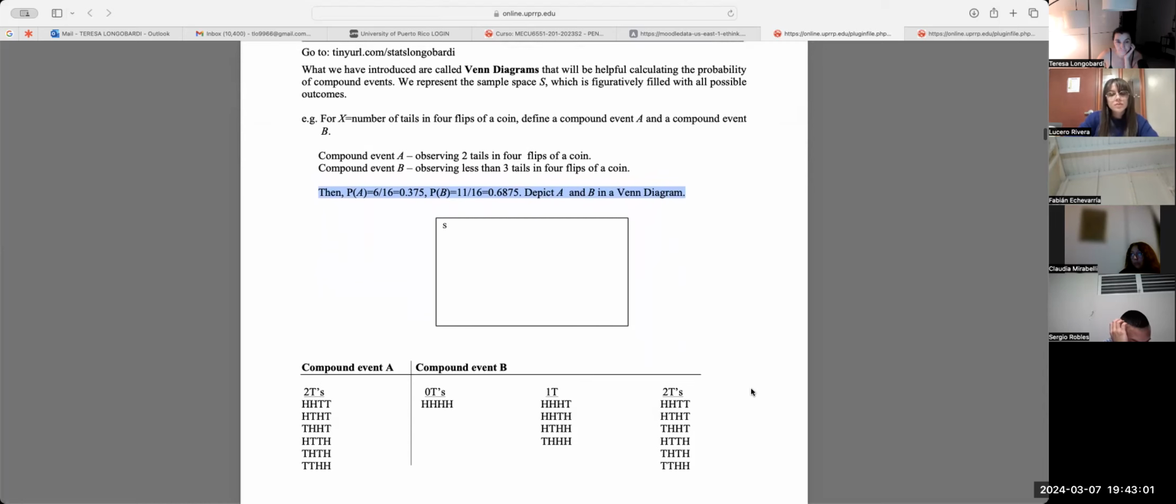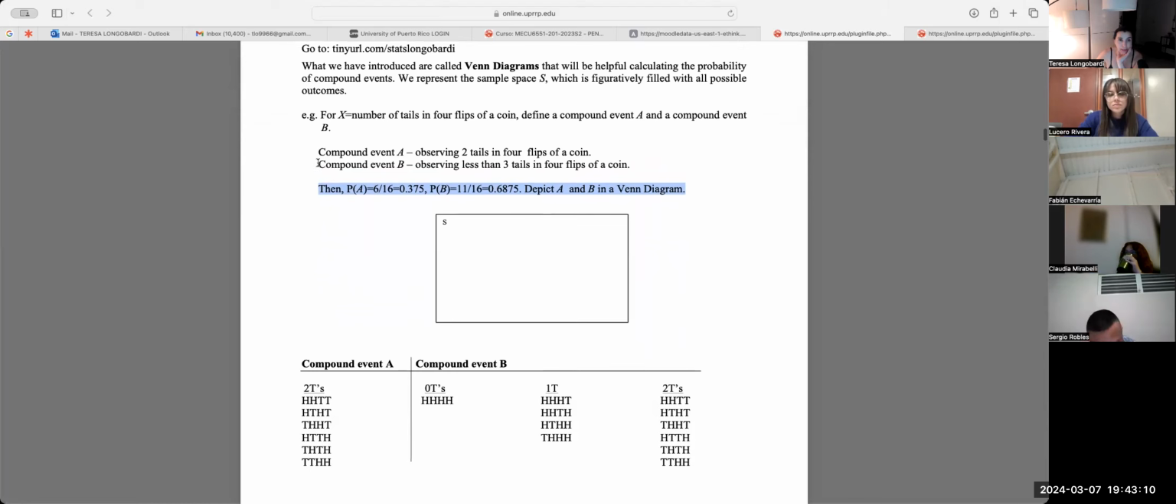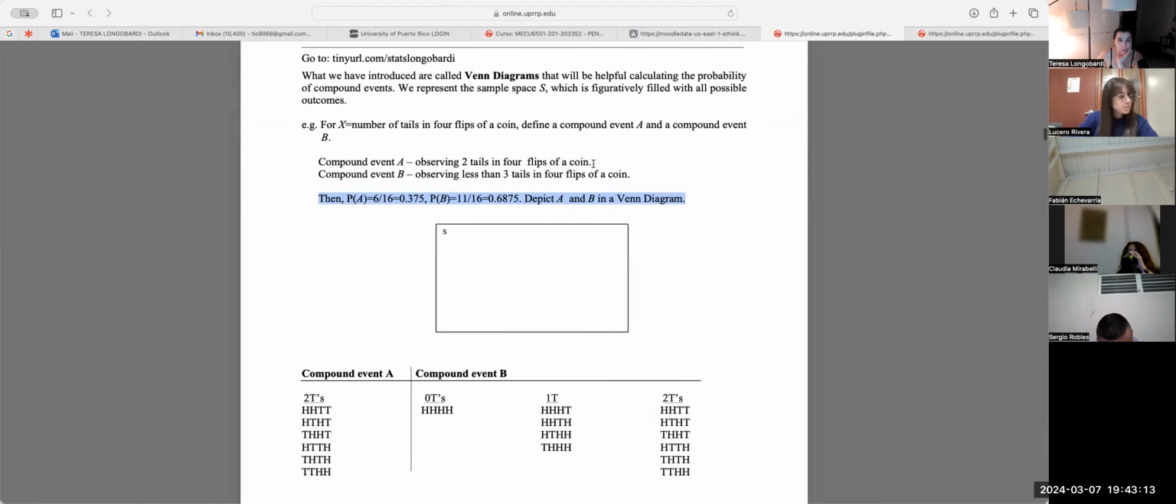Here are the possible outcomes of flipping 4 coins to help you understand better. I define compound event A as observing 2 tails in 4 flips of a coin. There's 6 ways to see 2 tails in 4 flips. You can have a head, a tail, a tail. You can have a head, a tail, a head, a tail. Okay, so there's 6 different orders or permutations, rearrangements of the heads and the tails.